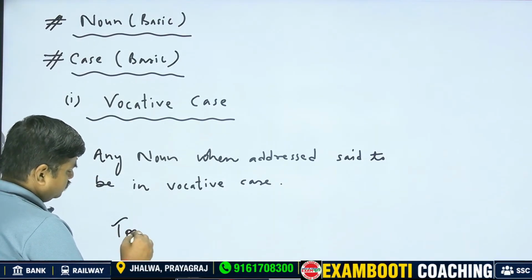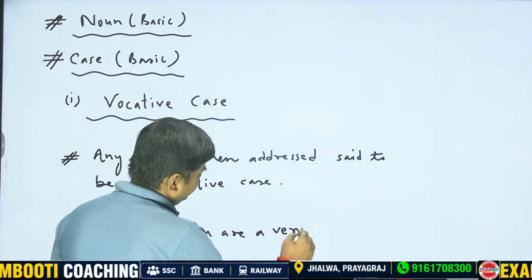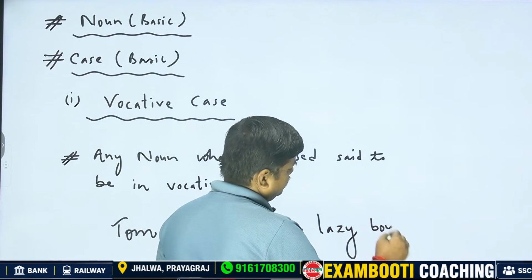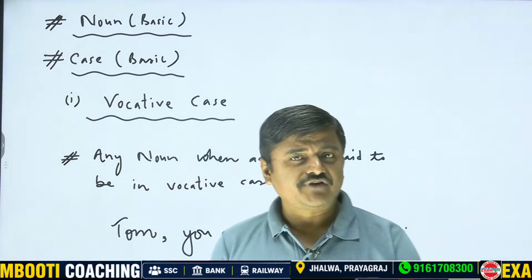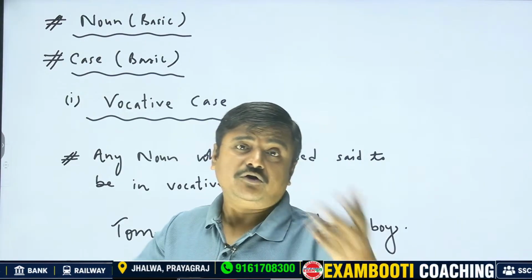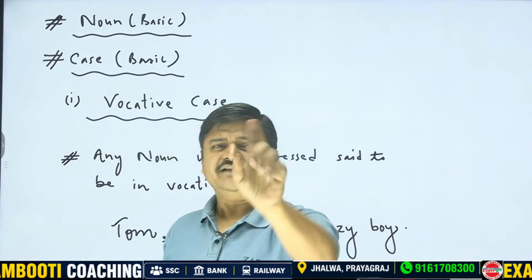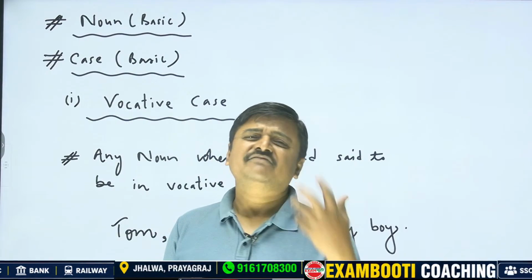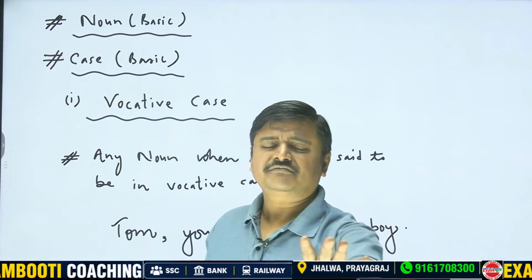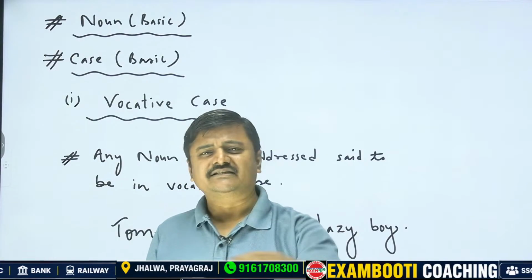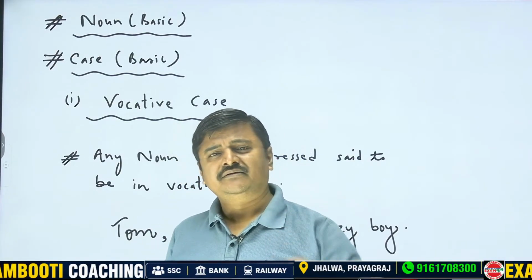Like I said, Tom, you are a very lazy boy. Now it means I am addressing Tom. There must be Tom somewhere in front of me, and I am actually calling him or addressing him. Tom, you are a very lazy boy. It means Tom is in front of me, sitting or standing, anywhere, but he is in my range. That's why I am calling him. I am addressing him by just taking his name, Tom.